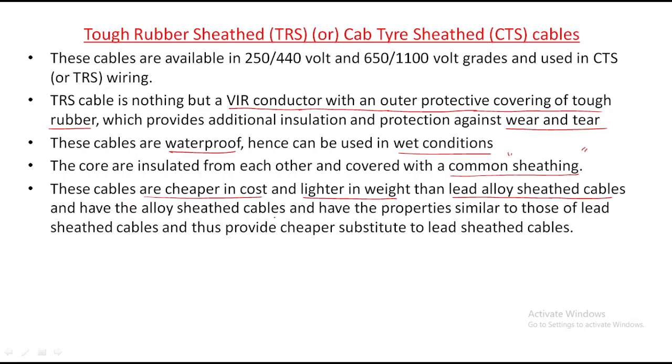They have properties similar to those of lead alloy sheathed cables. So comparing the properties, they are the same as lead sheathed cables, but cheaper in cost and lighter in weight, right? Thus they provide a cheaper substitute for lead sheathed cables. Compared with the lead sheathed cables, these are very much useful. TRS cables always have very good advantages compared with the lead sheathed cables. Understand?